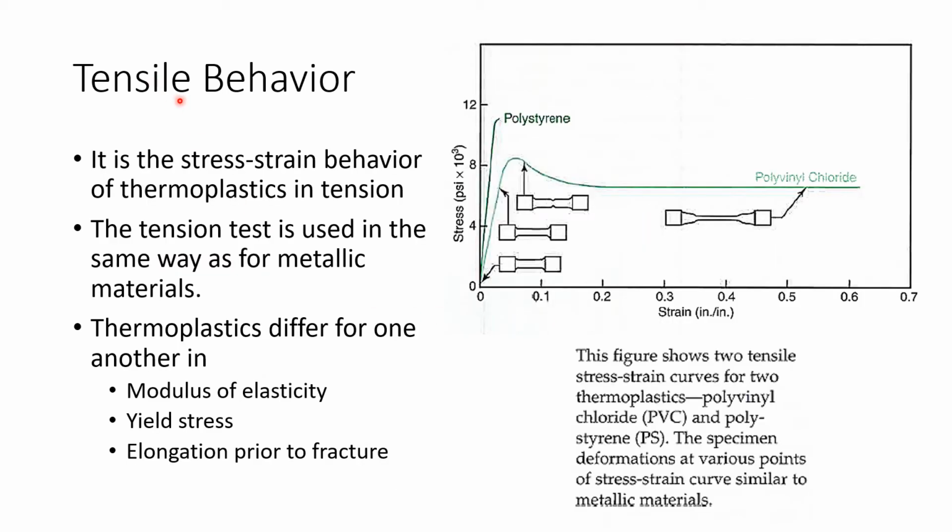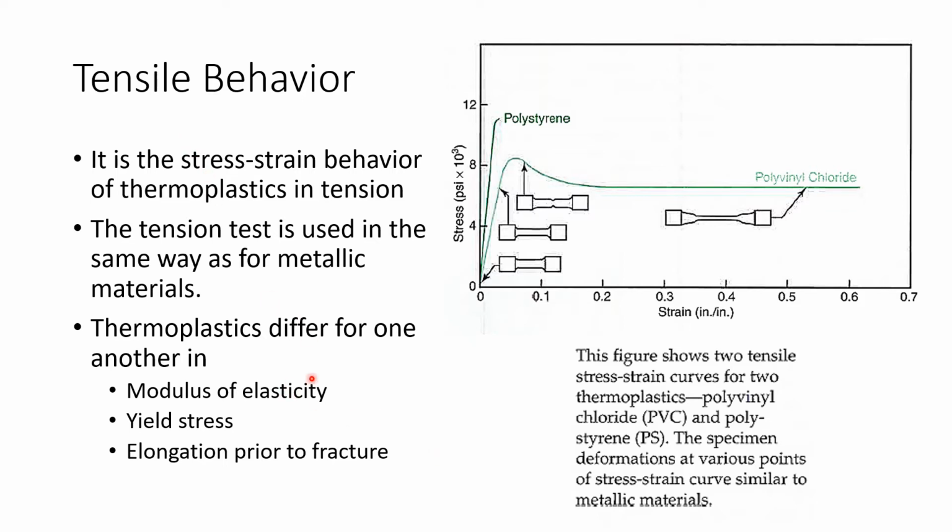So let's take a look at the strength and behavior, or tensile behavior, of thermoplastics. When you look at the stress strain behavior, you can see the tension test is necessary to understand the tensile behavior. We use it in the same way as we use it for metallic materials. We use tension tests to test the metals. We will use the same test to test the plastic.